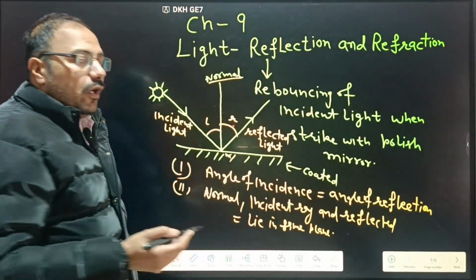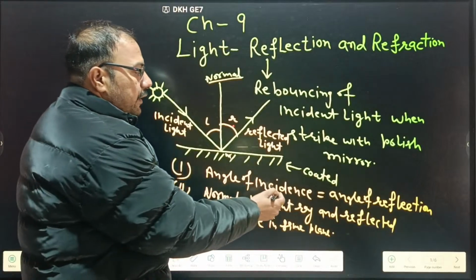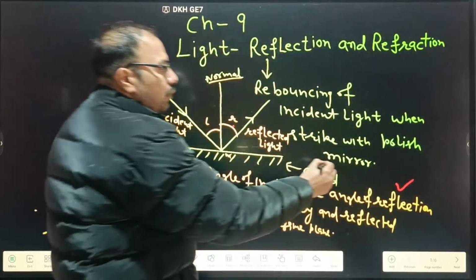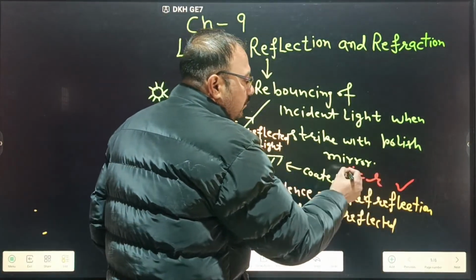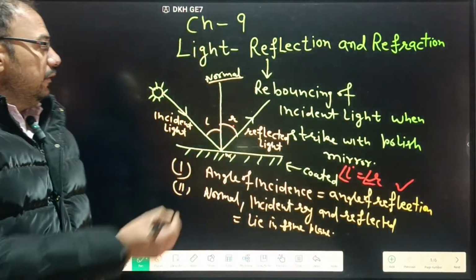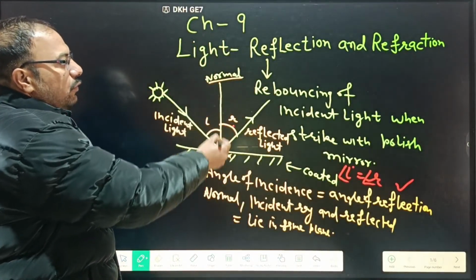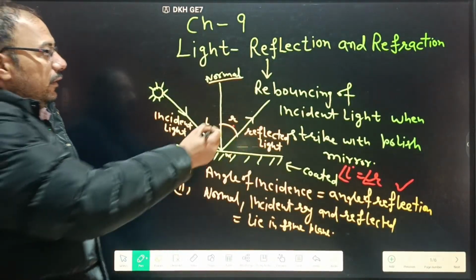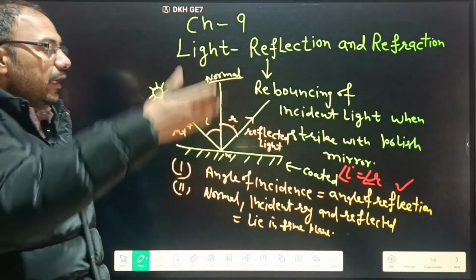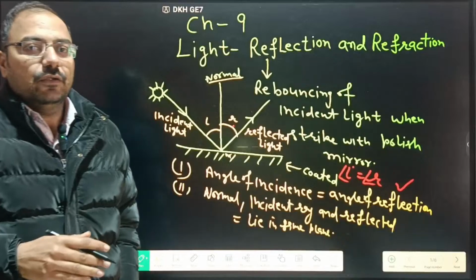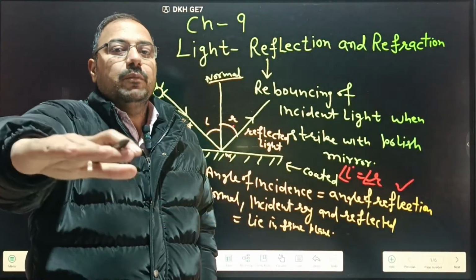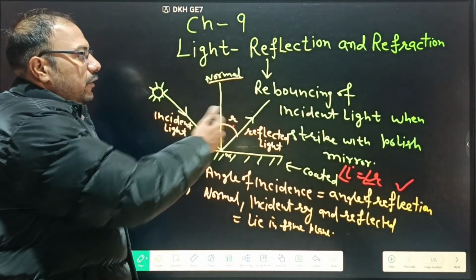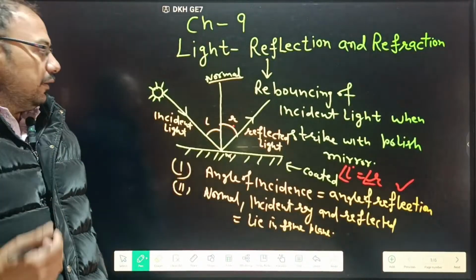There are two laws of reflection. First, the angle of incidence is equal to the angle of reflection, so here I is equal to R. Second, the incident light, the perpendicular, known as the normal, and the rebouncing light all lie in the same plane. If we take two types of plane, horizontal and vertical, all three, the normal, incident ray and reflected ray, lie in the vertical plane.